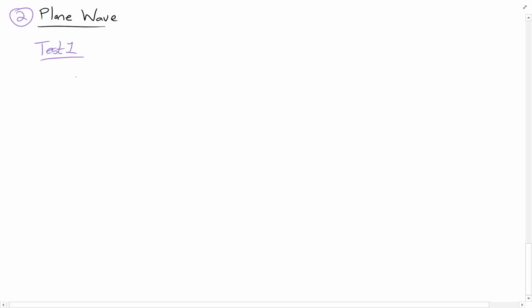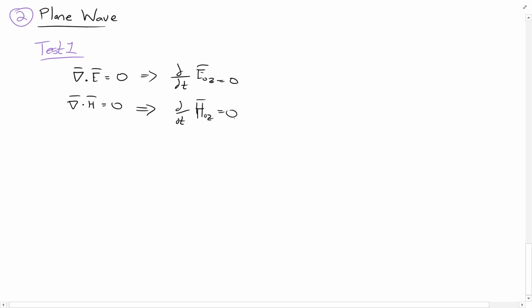So for test 1, we're just looking at Gauss's law, which in our case is just equal to 0, because we're still considering a simple medium. And taking this further, for both the electric and magnetic field, you can see that they're both equal to 0. Explicitly stated here.